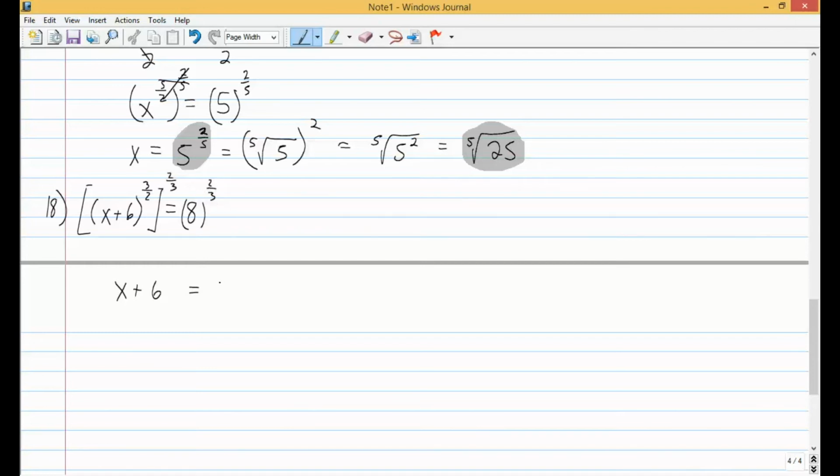remember the bottom number is your index, so this is the cube root of 8 squared. And what's the cube root of 8? 2. So the right side of your equation is 2 squared, or 4. To solve for x, subtract 6 from both sides, and you get x equals -2.